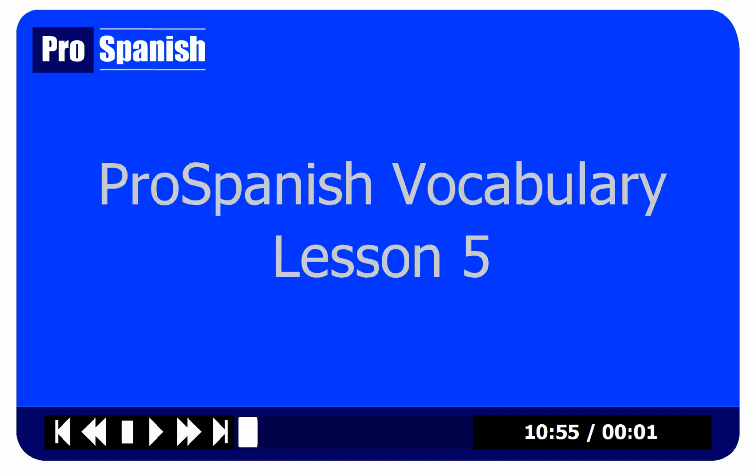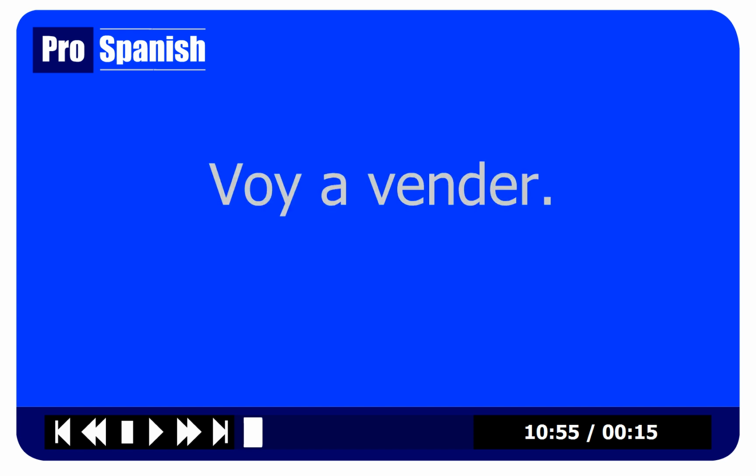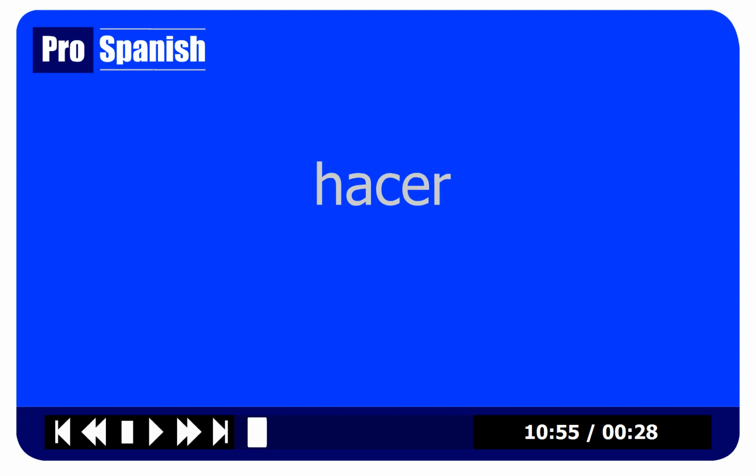In the previous lesson, we looked at a number of common verbs. We also learned how to say voy a, I'm going to. So we could say voy a vender, I'm going to sell. Voy a hacer, I'm going to do. And I wonder if you managed to forget the word to do, hacer. Whether in fact you remembered it.